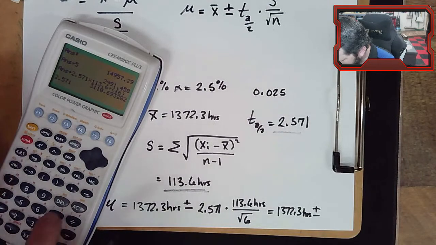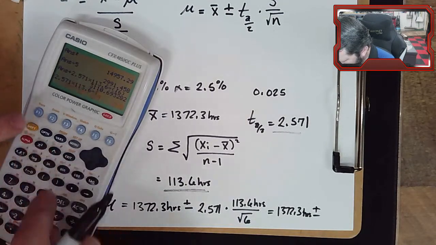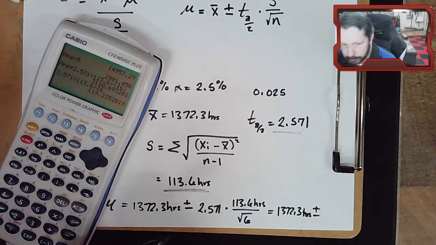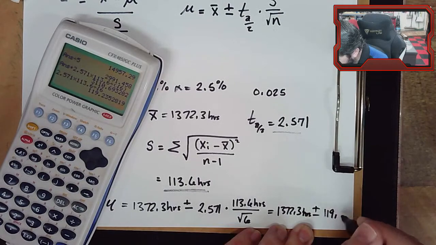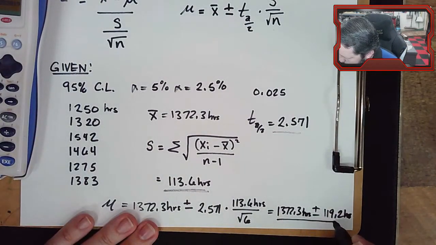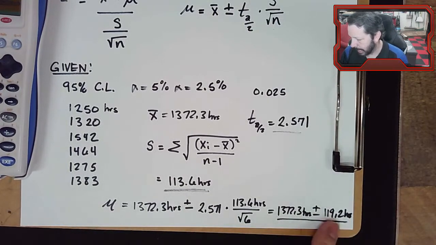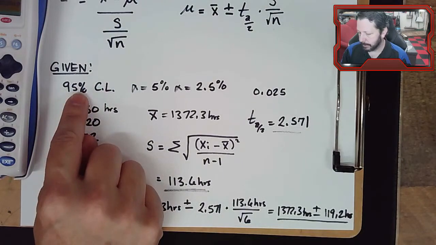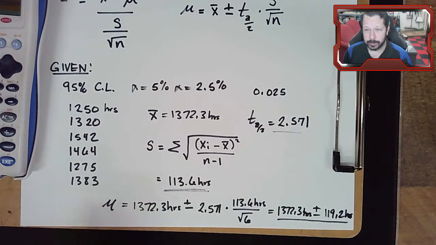2.571 times 113.6 divided by square root of 6. 119. That's more reasonable. So plus or minus 119.2 hours. So that would be the sample mean, but we have to add in basically 120 hours on either side to get a 95% confidence level if we only took these 6 samples.